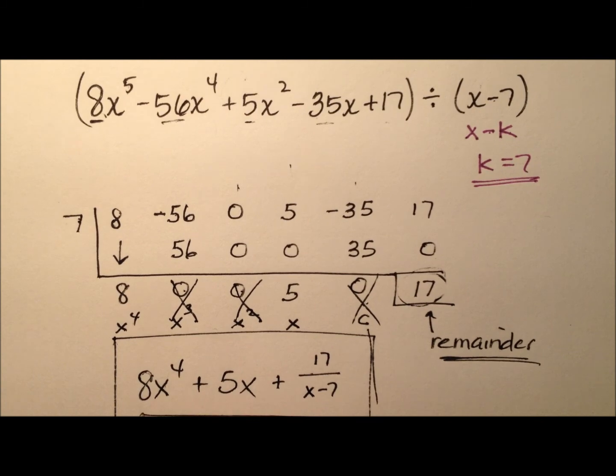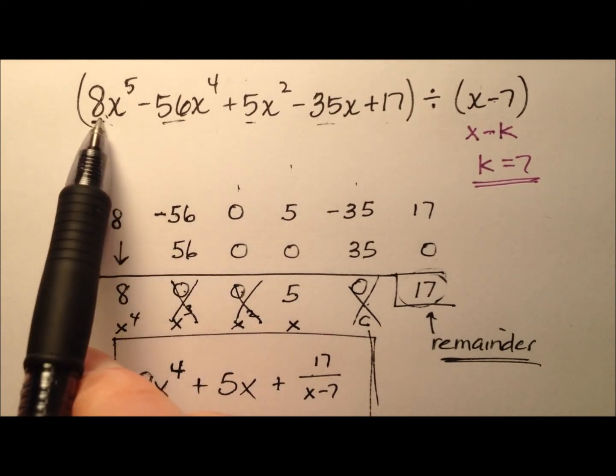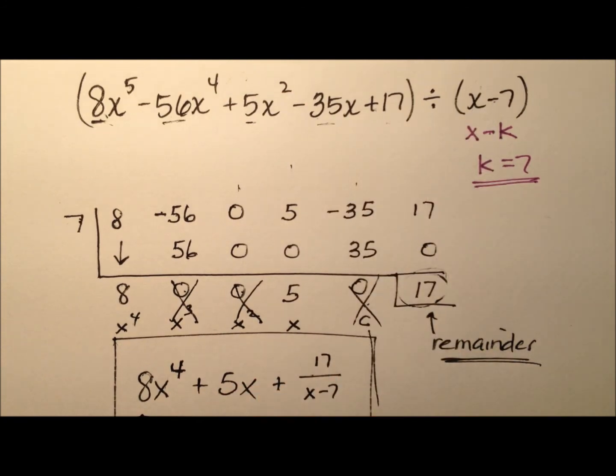So here then is the full quotient with the polynomial and the remainder whenever I divide this quintic polynomial by the linear binomial x minus 7. And I use synthetic division to do that.